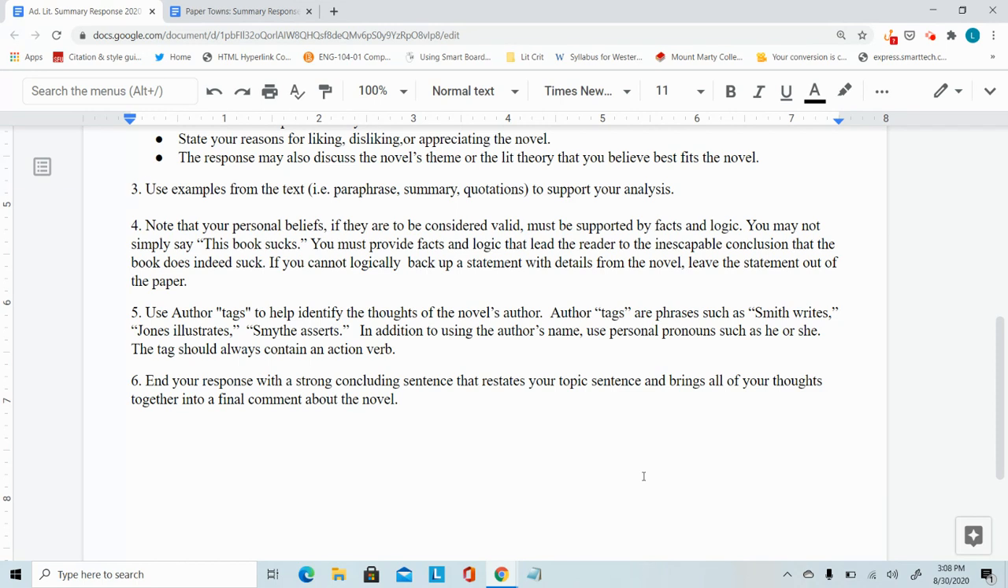Use author tags to help identify the thoughts of the novel's author. The tag would be Smith writes, Jones illustrates, Smith asserts. Use the author's last name. Then you can use personal pronouns throughout, but always make sure you're indicating who the author is throughout the thing. Make sure there's quotation marks around direct quotations, and then end your response with a strong concluding sentence. Restate the topic sentence. Bring all of your thoughts together. Again, most of these should be in that 2 to 3 page range. About 1 page of summary, about 2 pages of response.